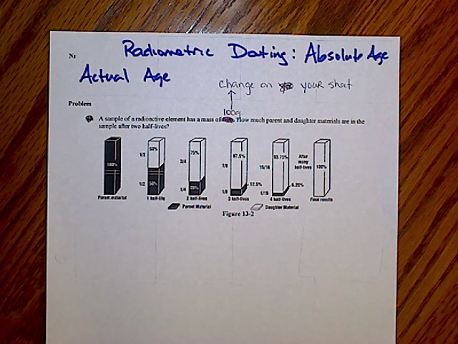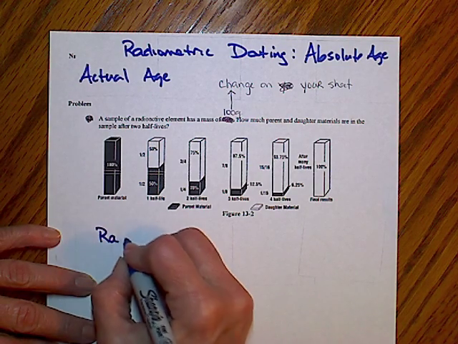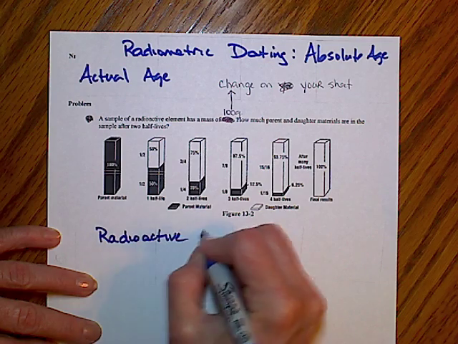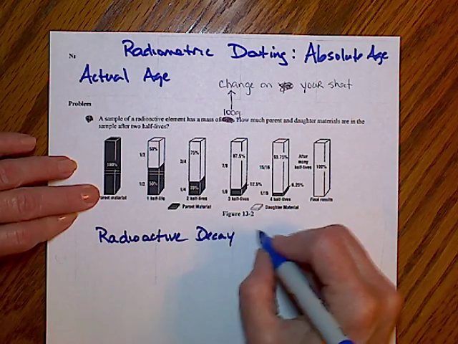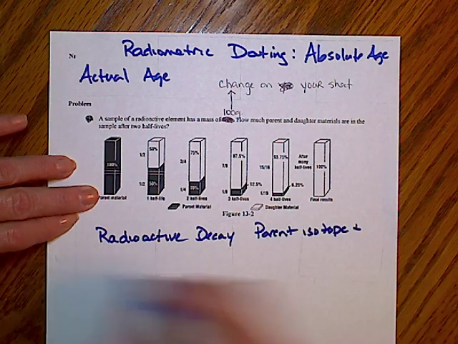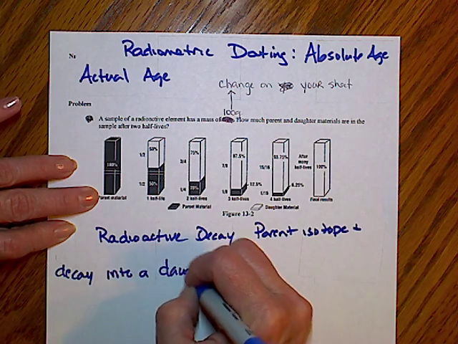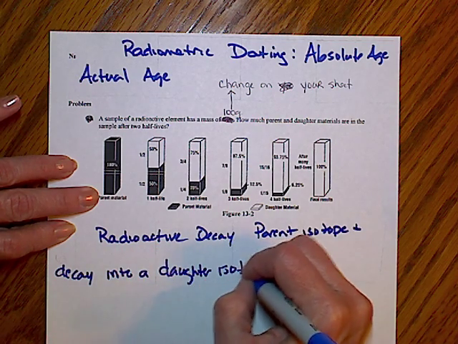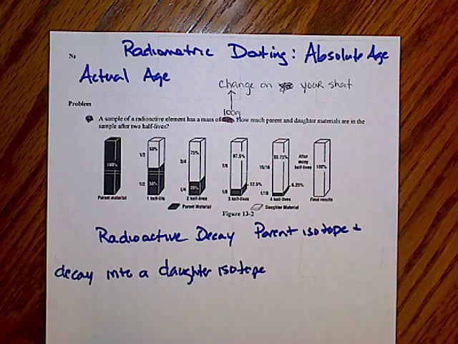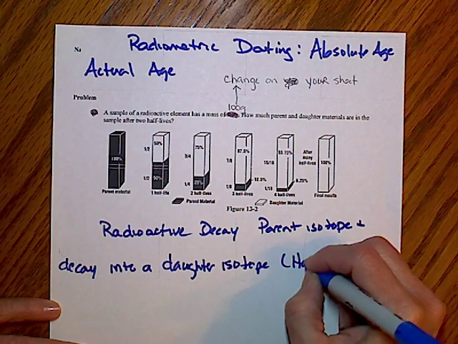Now, radiometric dating is calculating the absolute age of a rock, measuring the parent and daughter material. Now, we know that when materials radioactively decay, they go from a parent isotope and decay into a daughter isotope. This takes a certain amount of time, and we call that time half-lives.